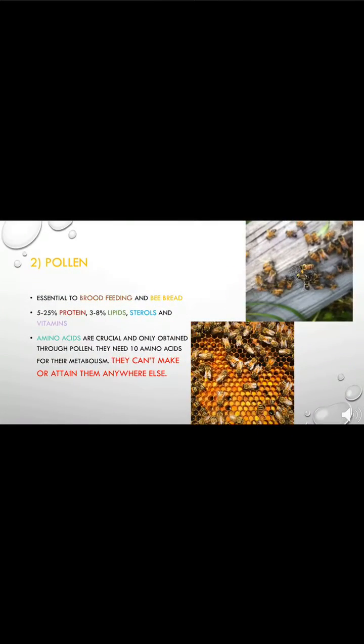Pollen is essential to brood feeding and bee bread. Pollen contains 5 to 25% protein, 3 to 8% lipids, as well as sterols and vitamins. Pollen is the only source of amino acids. There are 10 amino acids that aid in honeybee metabolism. Honeybees cannot acquire these 10 amino acids from anywhere else.